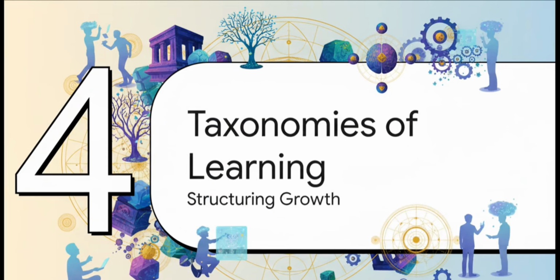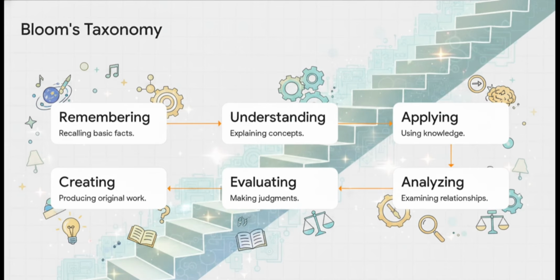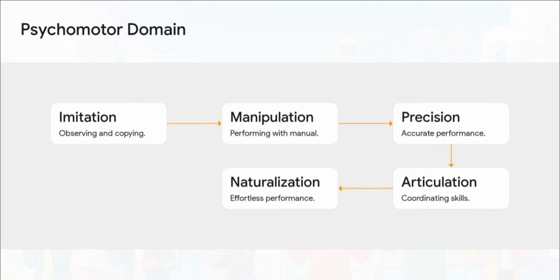Okay, on to Section 4, taxonomies of learning. So how do we actually structure all this growth? Well, to measure holistic growth, teachers use scientific roadmaps like the revised Bloom's taxonomy. Picture it like a cognitive staircase. You really can't reach the very top and create a brand new science model until you've successfully climbed the bottom steps of remembering and understanding the basic facts. This framework brilliantly pushes assessments away from just lower order memorization all the way up to higher order critical thinking and creation.